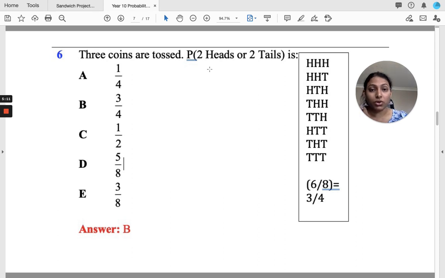Now, 3 coins are tossed. The probability of 2 heads or 2 tails is, so guys, whenever you have 3 coins tossed, you have 8 different outcomes. You can have all heads, 2 coins can have heads, and 1 coin will end up having tail, and so on. These are the different combinations that I have written for you to process. So the question is 2 heads or 2 tails. So that would be 6 out of 8. That would end up being 3 over 4.